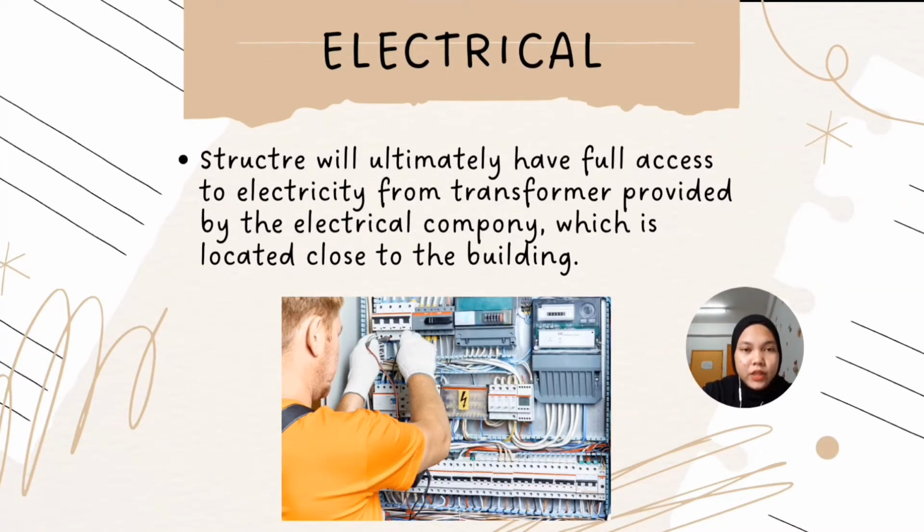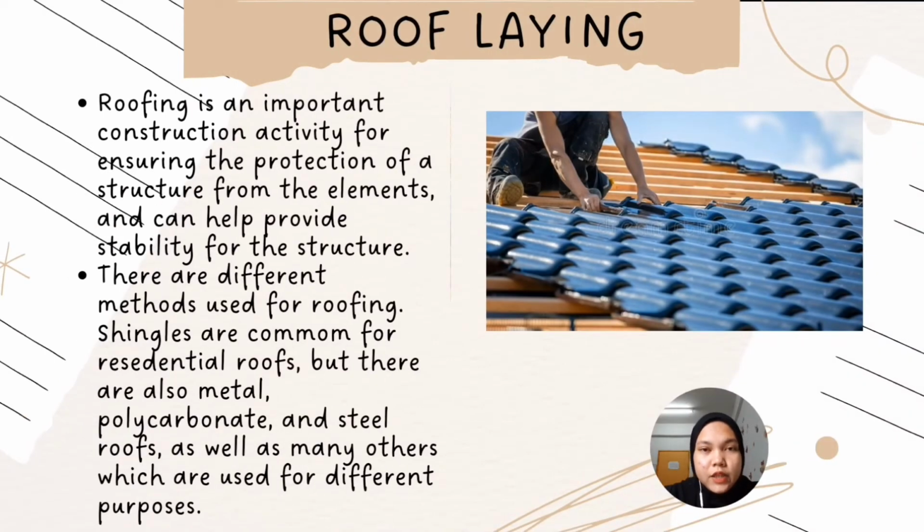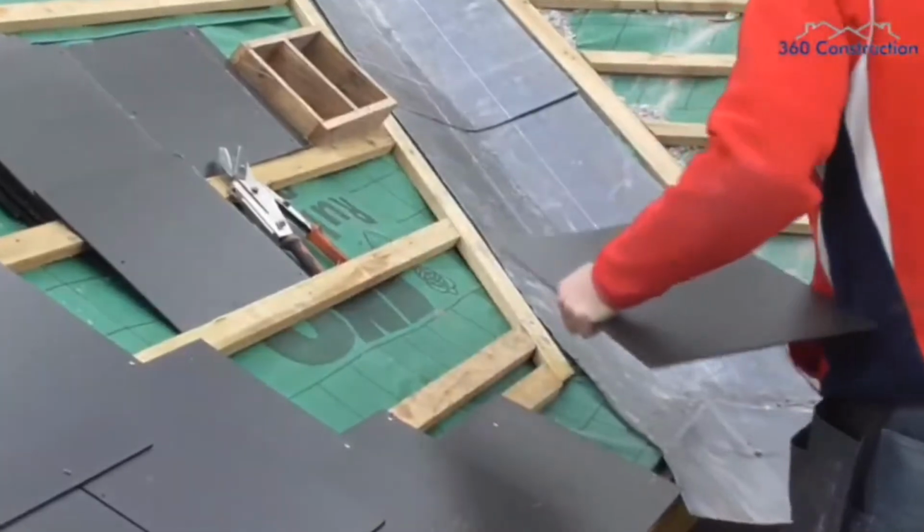The next activity after plumbing and welding is electrical. Electrical is so that a structure will ultimately have full access to electricity from the transformer provided by the electrical company, which is located close to the building. After electrical activities are done, it moves to roof laying.